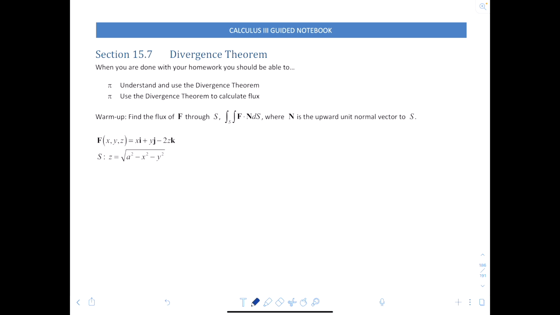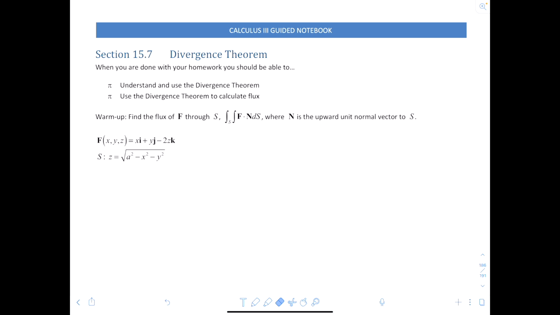Calculus text. So let's go ahead and warm it on up. We did this a day or two ago. Find the flux of the vector field F through the surface S, where you can do that by finding the double integral over the surface of the dot product of the vector field and n, where n is the upward unit normal vector to S. All right, so on your mark, get set, go. Pause the movie. I know you can do it.